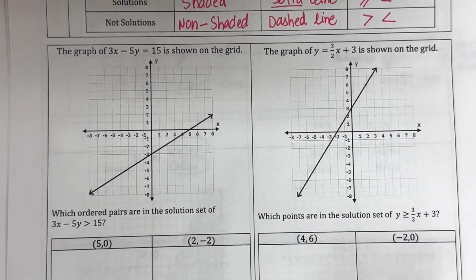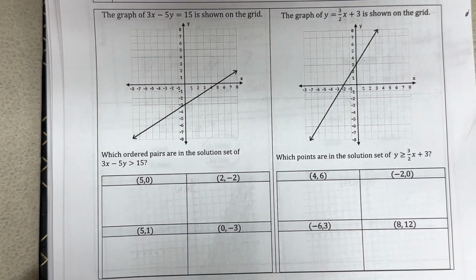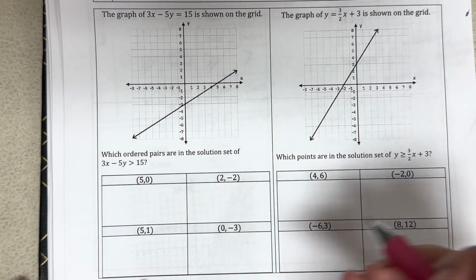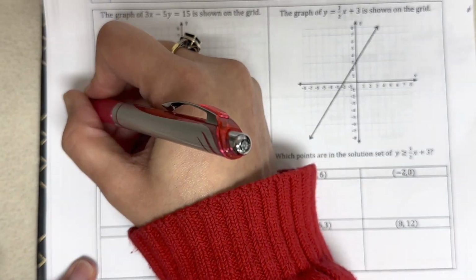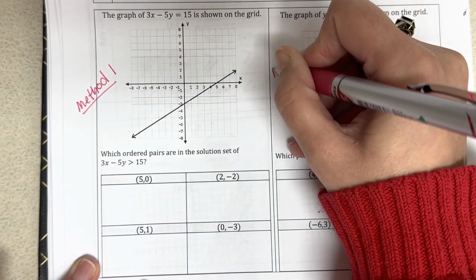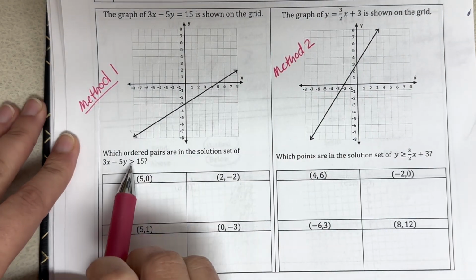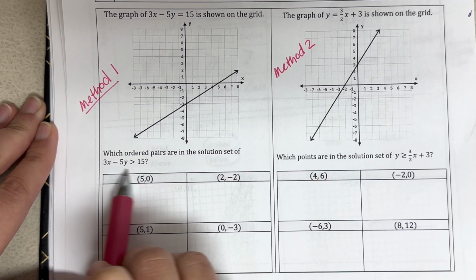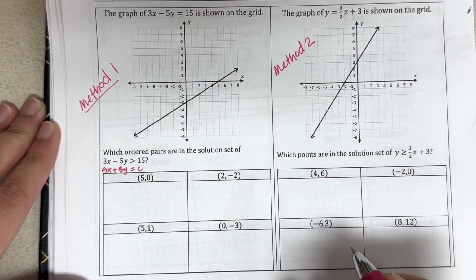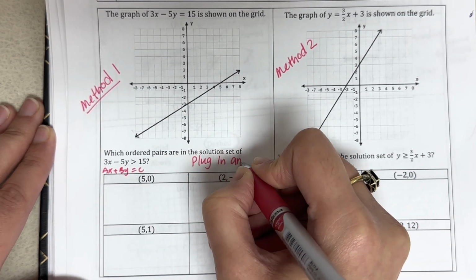All right. Now we know 2 ways that I can use to check whether it's part of my solution or not. So I'm going to use one method for this one, and then I'm going to use another method for this one. Why? I'm going to tell you the reason. I looked at my equation and this is written in standard form. This is ax plus by equals c. It's written in standard form, so the best method for this one is plug in and check.